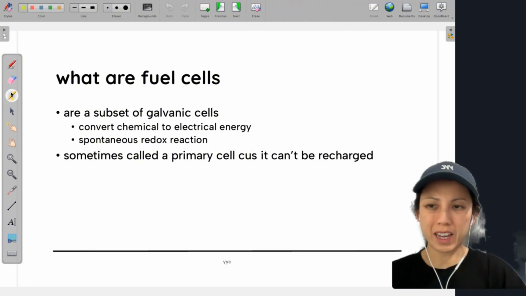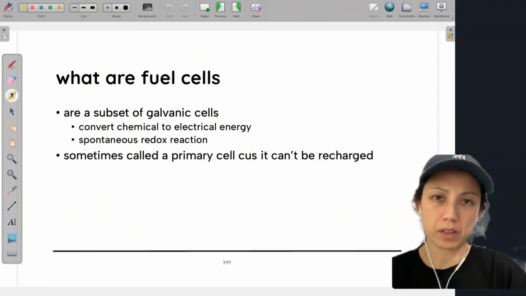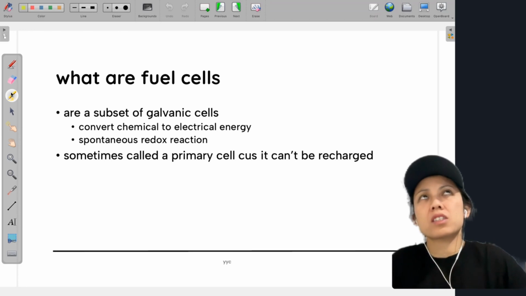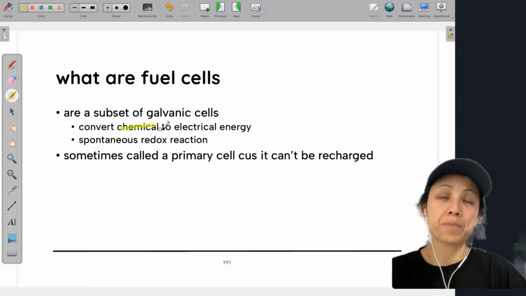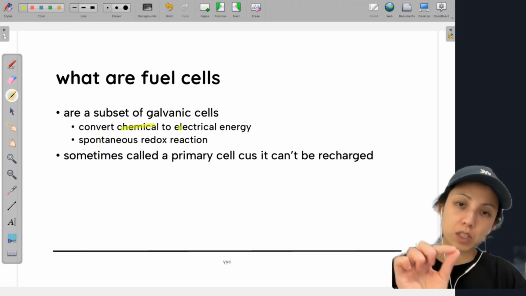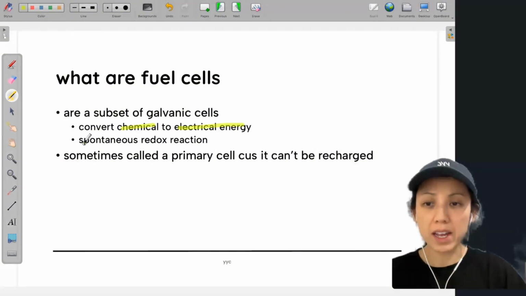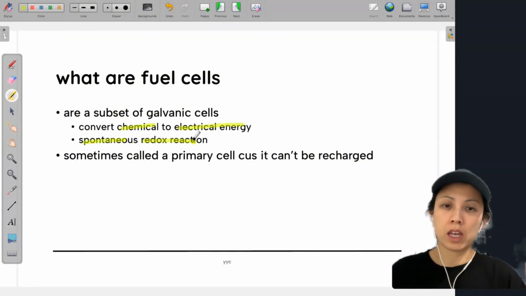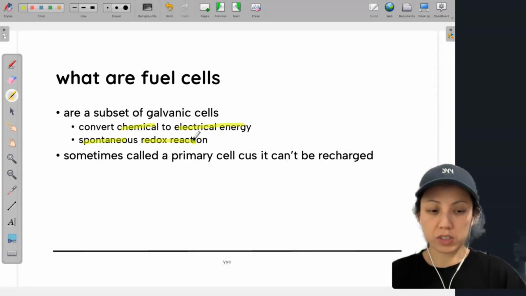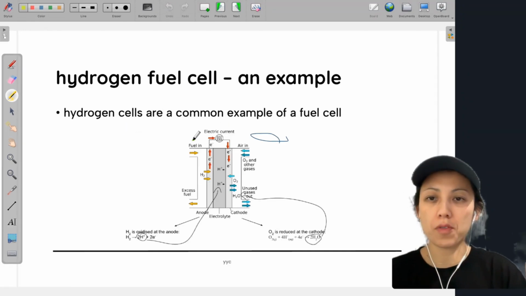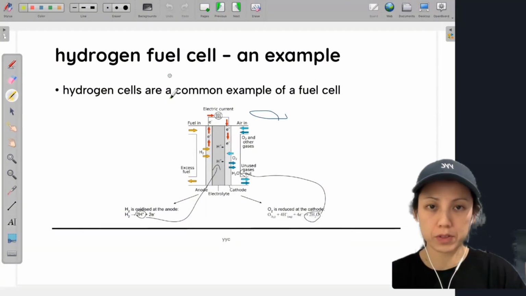Now I don't want you to freak out about fuel cells if you already know about galvanic cells. Really, you consider it as a subset of galvanic cells, and their purpose here is to convert chemical energy into electrical energy via spontaneous redox reactions. Sometimes we call them a primary cell because they actually can't be recharged. A very typical example of a fuel cell is your hydrogen fuel cell.